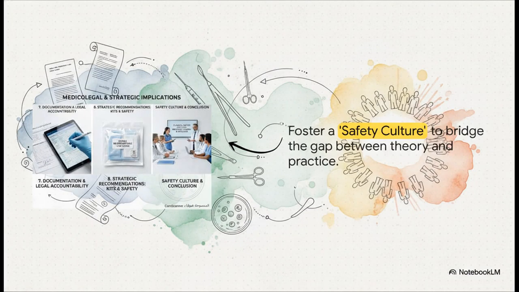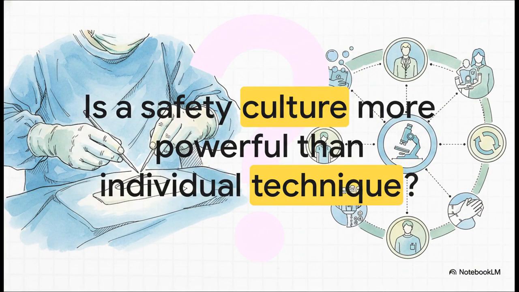And this all leads to the ultimate strategic recommendation. The most effective way to make sure aseptic practice happens consistently is to foster a safety culture. This is about creating an environment where doing things the right way is just the norm, where staff feel empowered to speak up if something's not right, and where that gap between knowing what to do and actually doing it is closed for good. So, the crucial question we're left with is this.